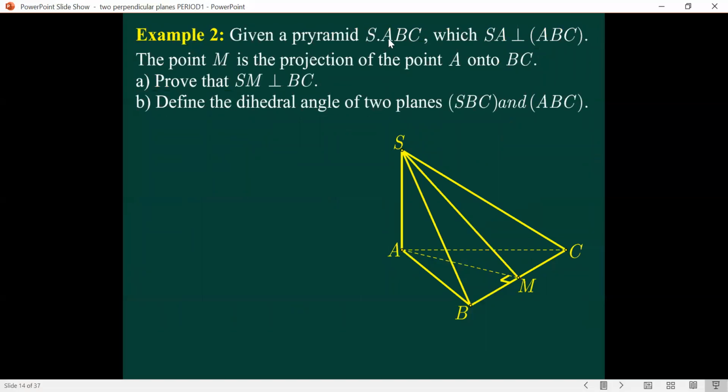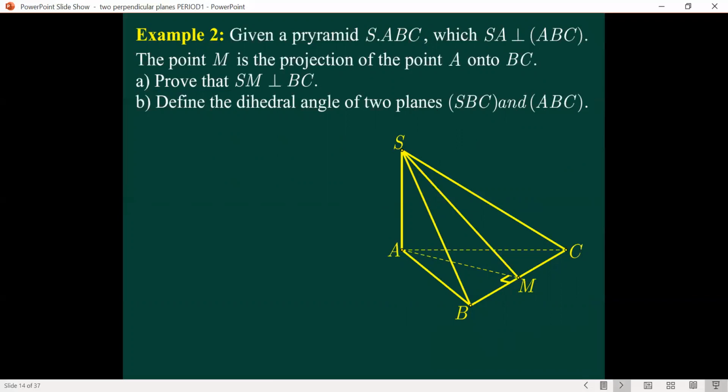Given a pyramid SABC, in which SA is perpendicular to plane ABC, the point M is the projection of the point A onto BC. Prove that SM is perpendicular to BC. Question B. Define the dihedral angle of the two planes SBC and ABC. I give you 2 minutes to do the exercise. Okay? You can use the feature.